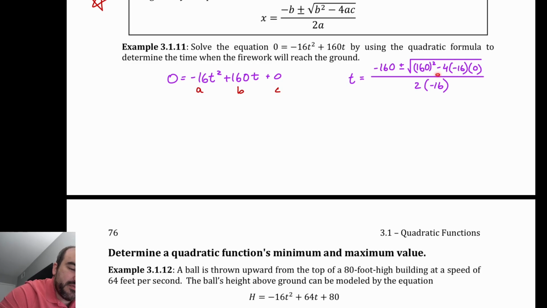This negative 4 times negative 16 times 0 is just equal to 0, right? Because we're multiplying by 0, so all of that will become 0, which means we have negative 160 plus or minus the square root of 160 squared, whatever that is. I don't really want to calculate it right now. But 2 times 16 is 32, so we have a negative 32 on the bottom here.